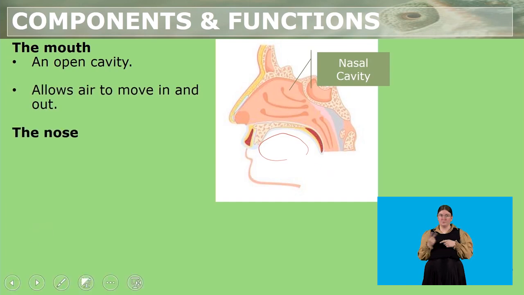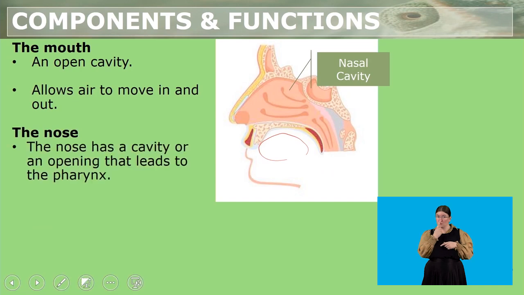And then we also have the nose there. As we know, we have the nostrils at the end of our nose. And inside there, we have another cavity, which is called the nasal cavity. It is also an opening that leads to the pharynx. Now, the pharynx is found behind over there and basically connects the mouth cavity and the nasal cavity.